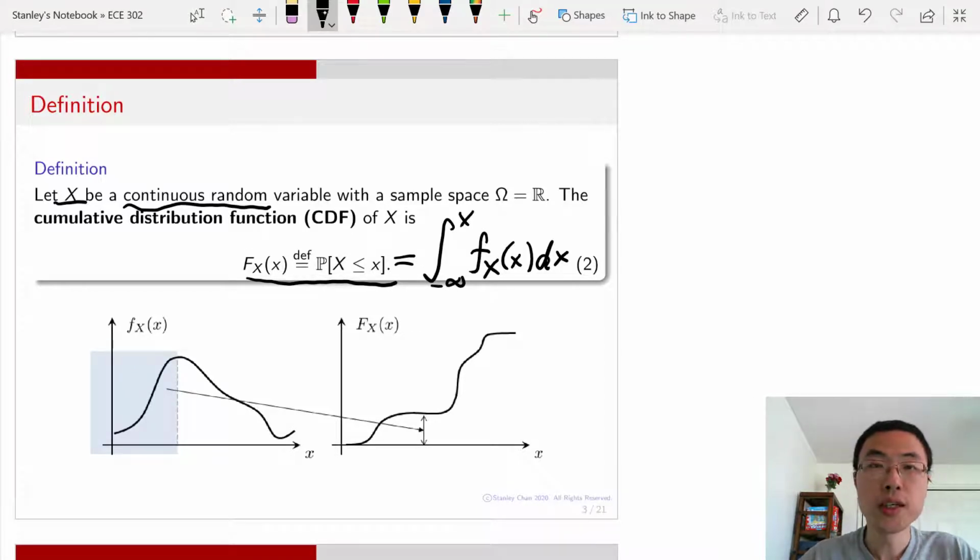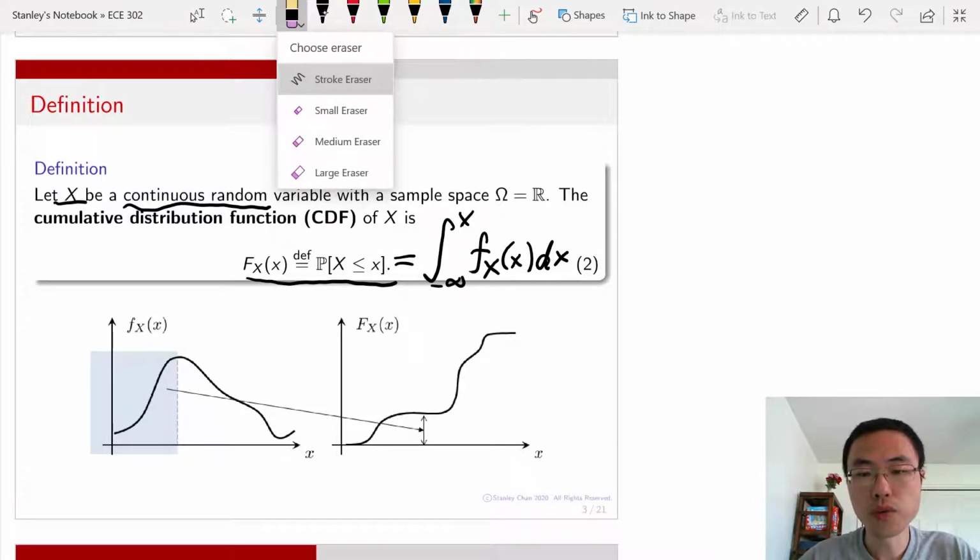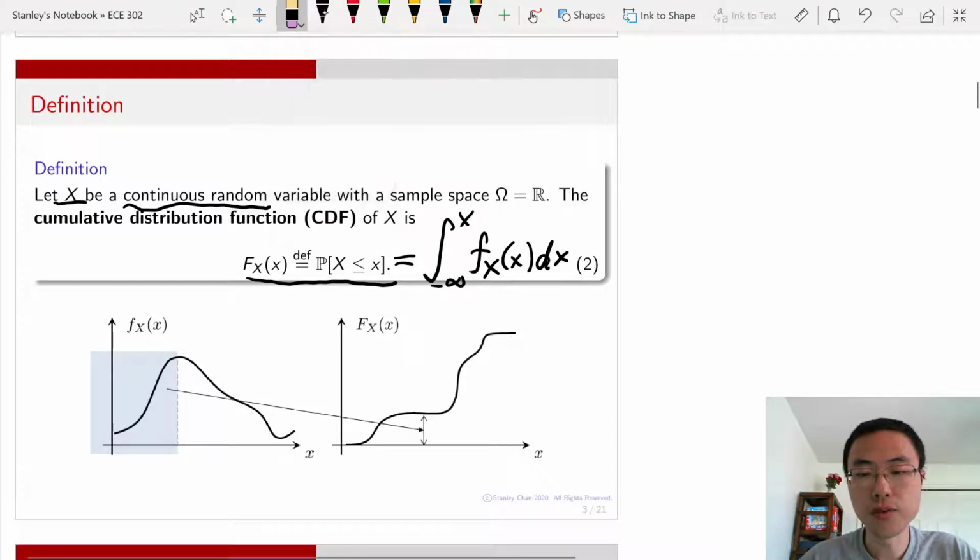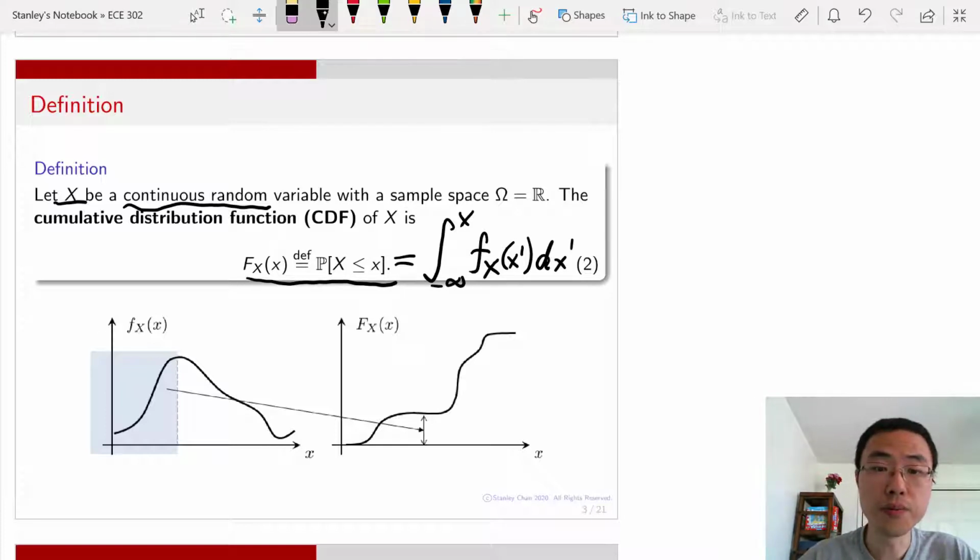Now, of course, when we write the x in the limit, we want to make sure that we don't have a confusion in terms of the notation. So typically, we will write it as x prime, dx prime as the dummy variable. Or sometimes we can also write it as integration with respect to t. Okay, so t doesn't show up in the output here. So what is this F_X?